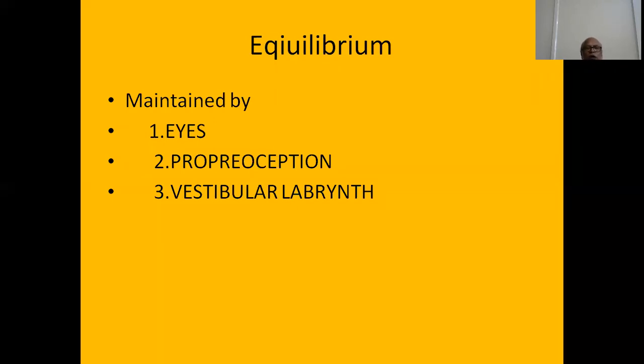An individual can still survive even though the vestibular labyrinth is destroyed, because there are other structures which will actively help individuals in maintaining equilibrium. Number one is vision, number two is proprioception. What is proprioception? Proprioception refers to the sensations carried from the joints, ligaments, and the bone.